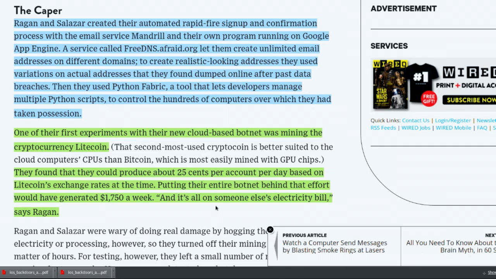Here's what they did. They created what they call a rapid-fire sign-up and confirmation process with email services and things like that. So they would sign up for the Google App Engine. Then they would have an automated response to the Google App Engine. Then they would use freedns.afraid.org to create unlimited email addresses so they could have an email account for each one they create, all done with a Python script using a realistic-looking email address. And then they'd use Python Fabric, a tool that lets developers manage multiple Python scripts, to control hundreds of computers over which they had taken possession.